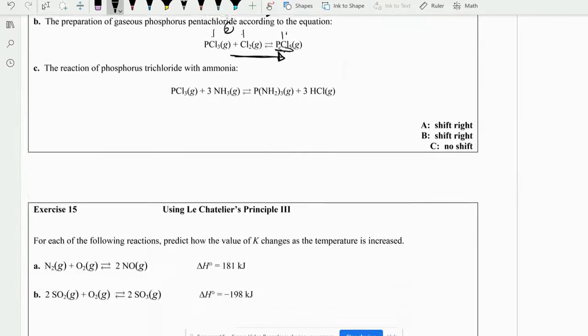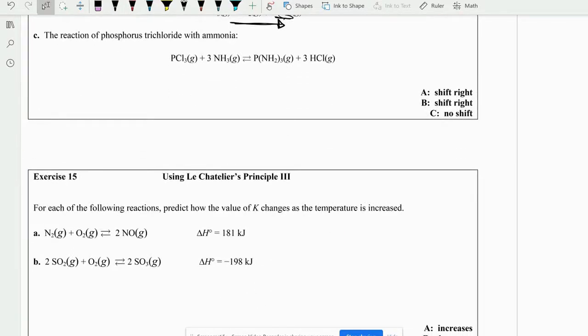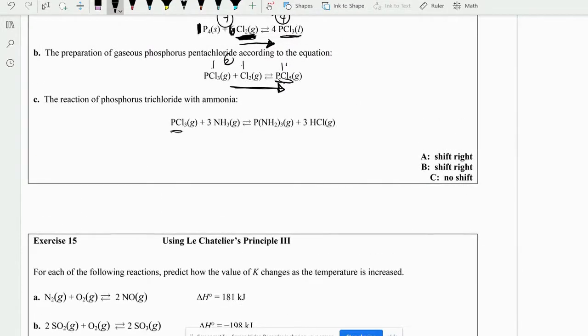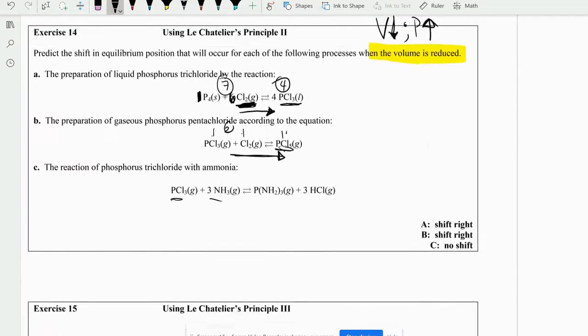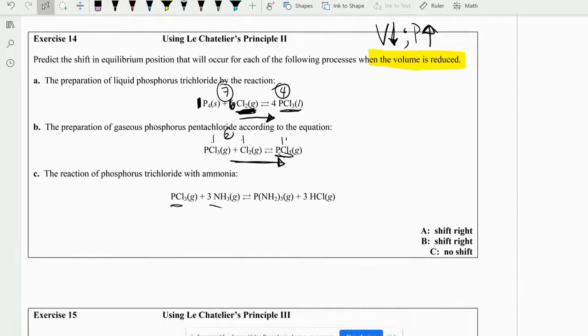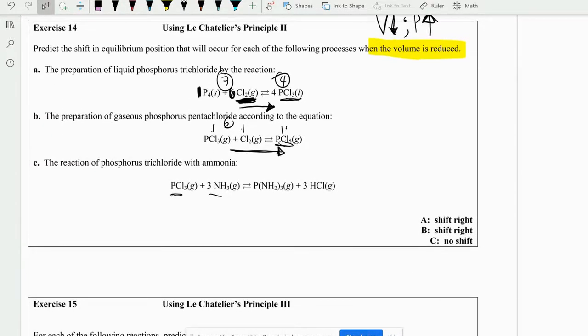All right, let's go ahead and do the last one. The reaction of phosphorus trichloride with ammonia. So here's my 2 reactants. Everything looks like they're gases. That's good. Now, what happens when I reduce the volume for this particular reaction?